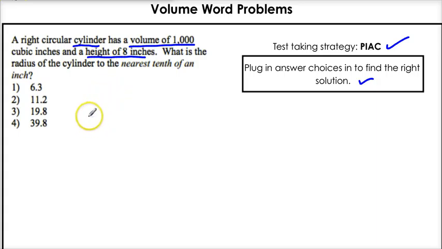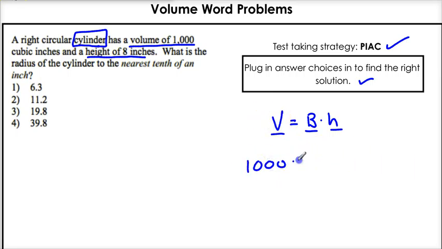Well, I'll show you. We're going to plug in the answer choices. But first we have to do a little bit of work. First we have to recall what the volume of a cylinder formula is, and that is volume is equal to base times height. All right? Now, we have to fill in something for V, B, and H. We have to define these variables. Well, the volume is given to us as 1,000. The base, well, we don't know that because it's not given to us and we don't know the radius. And the height is given to us as 8.